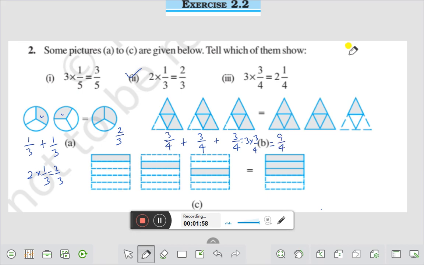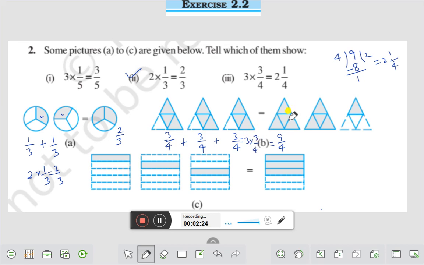Now if we divide 9 by 4, that comes to 4 2s are 8. That is 2 whole 1 by 4. Here in this case you see 9 by 4 is equal to 2 whole 1 by 4. Right? Or you can have 3 into 3 by 4.